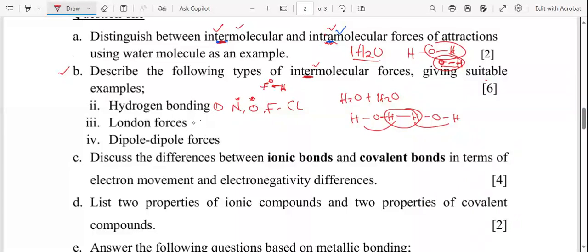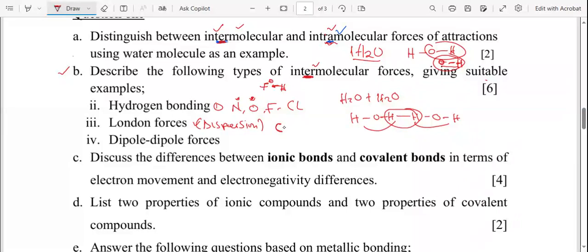Then we have van der Waals forces, same as dispersion forces. So it's also called dispersion. When you hear the word dispersion, just know that they are talking about London forces. These are forces caused by temporary dipoles, due to movement of electrons. So suppose I have the force, okay?